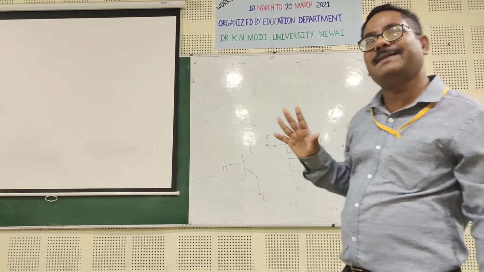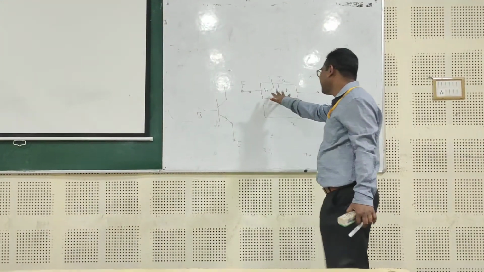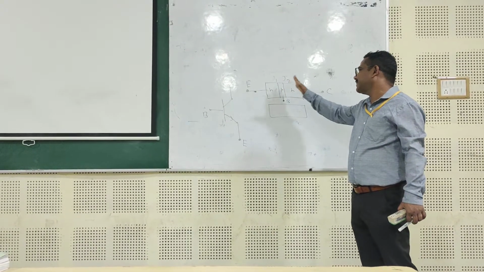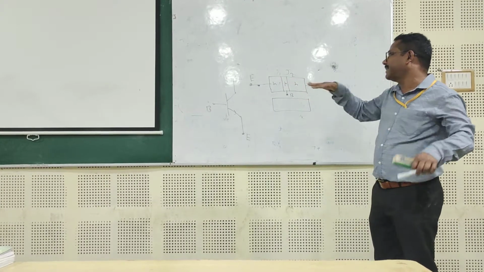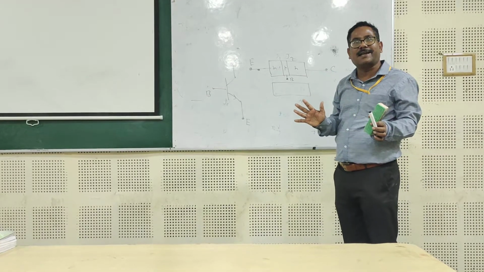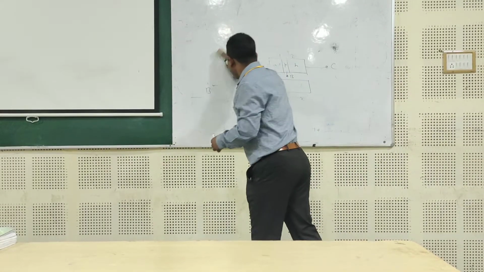So please remember this, okay? There are three regions in any transistor: emitter, base and collector. The difference between these regions in terms of the degree of doping and the width is what we have discussed. I think it is clear. Okay, let us proceed further. One more thing.